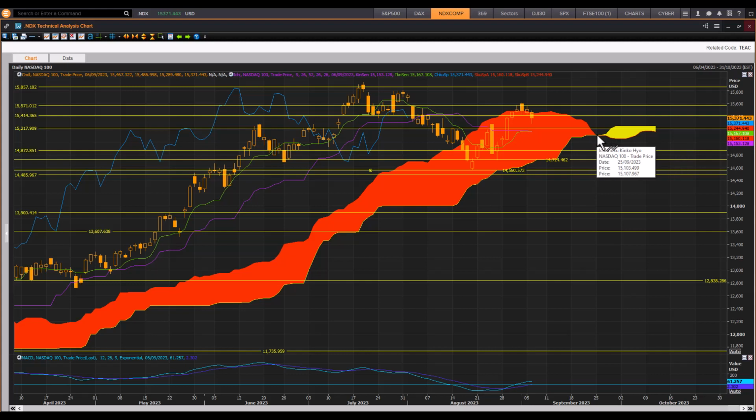So far the rally is okay on the daily because price action is above this bottom end cloud chart level. But ideally we'd like to see it clear the top end of the cloud here and then be in a very strong rally on the daily. But there's downside risk on the daily to these key support levels.